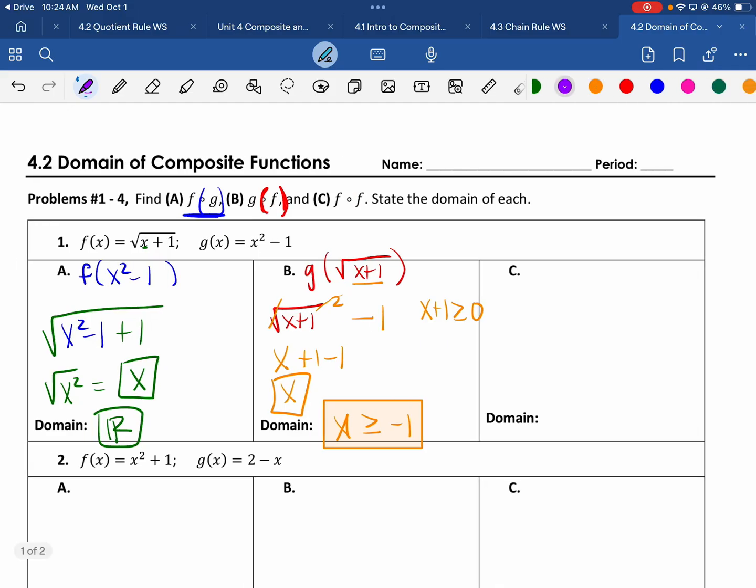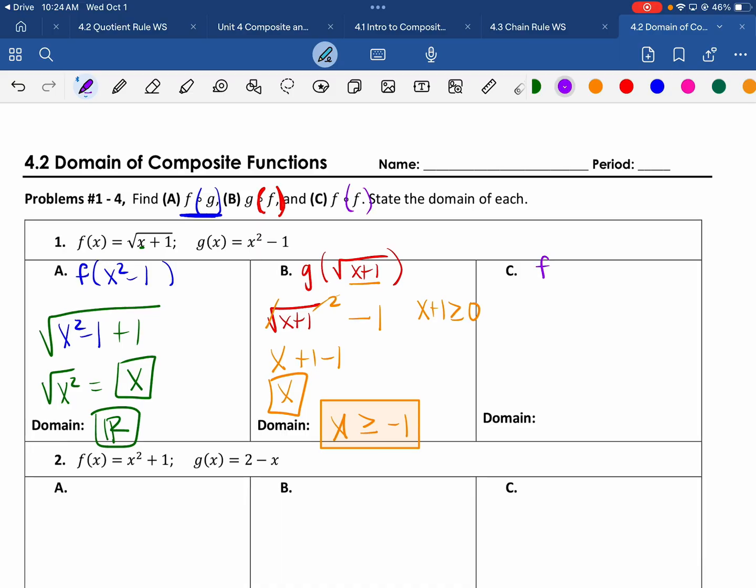And then C, which is f of f. So the f function is the square root of x plus 1. So we're going to put the square root of x plus 1 into the square root of x plus 1. So we're going to start off with the square root of x plus 1, and then plus 1. And there's really not a whole lot we can do with this guy. Now, I do know that inside the square root here, your domain is going to be greater than or equal to negative 1, because inside that square root, that's going to be your domain, and inside this square root, that's going to be your domain.